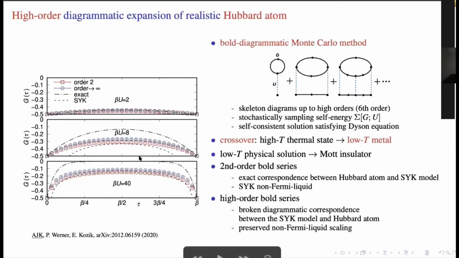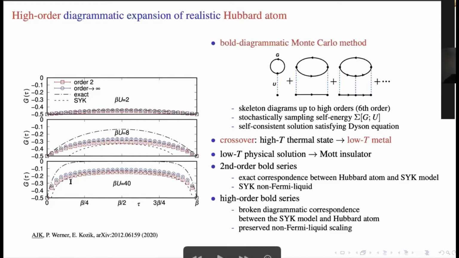As you can see in this picture, when we decrease the temperature from high temperature to low temperature, there is a crossover from the high-temperature thermal state, which is the same as the exact solution, to the low-temperature non-Fermi liquid metal. You can see that there is a strong deviation from the exact solution here. And the physical solution at low temperature of the Hubbard atom is, of course, a Mott insulator. And this unphysical solution is actually a non-Fermi liquid.